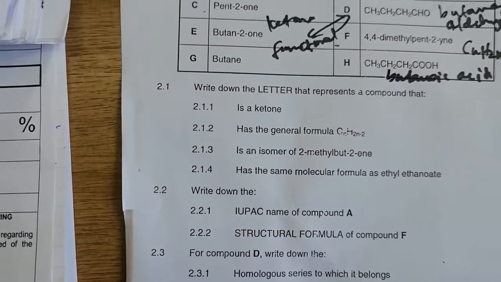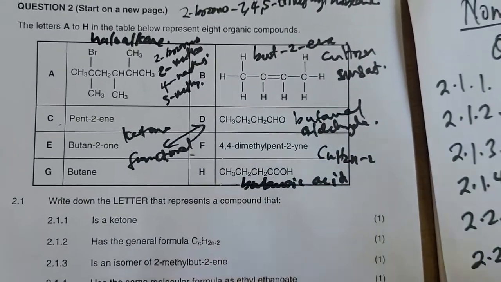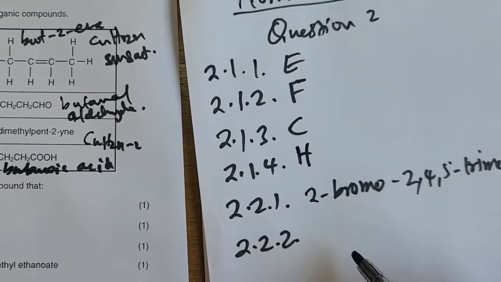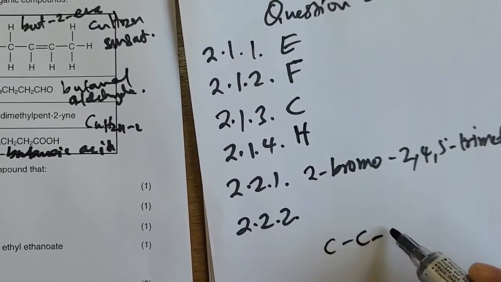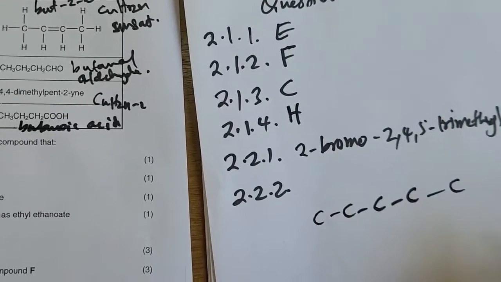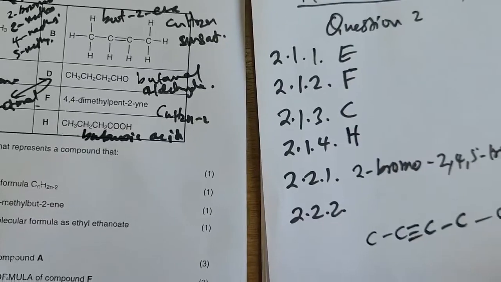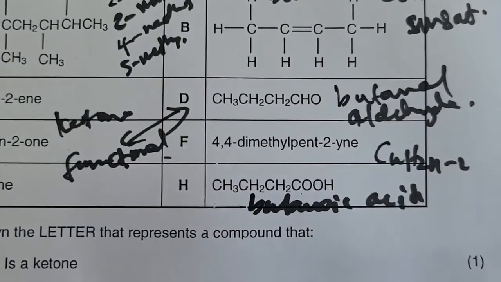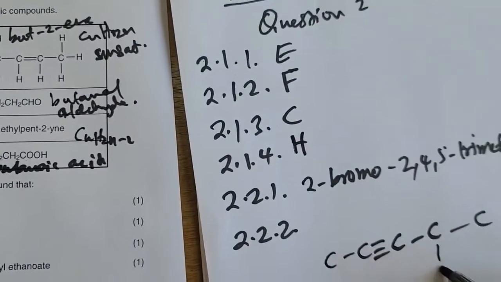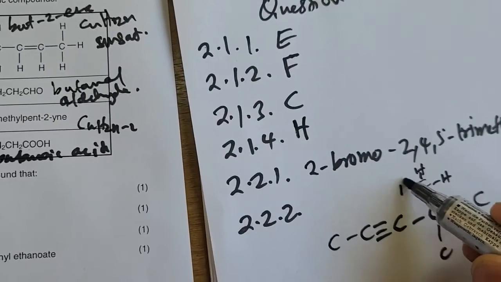Now 2.2.2. Write down the structural formula of compound F. As I said, you will be requested. When you write the structural formula of this compound, we start with the parent chain, which is pent-2-yne. I mean, that must connect 5 carbon atoms: 1, 2, 3, 4, 5. At carbon number 2, I've got a triple bond. And then at carbon number 4, I've got two methyl groups there. There will be a C here and a C here. So the remaining bonds are for hydrogen.